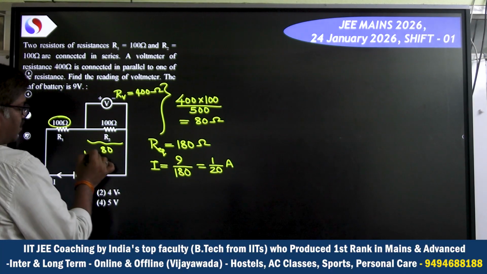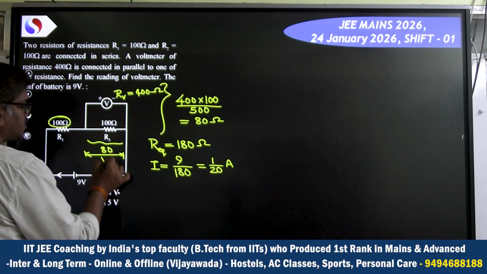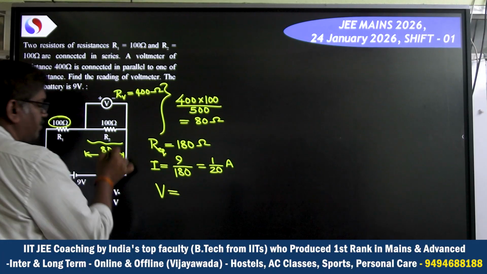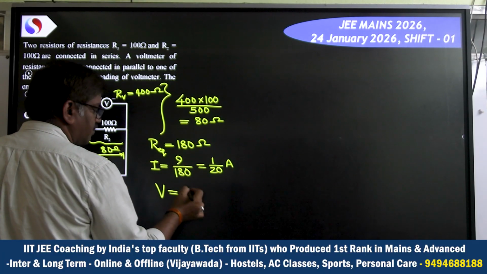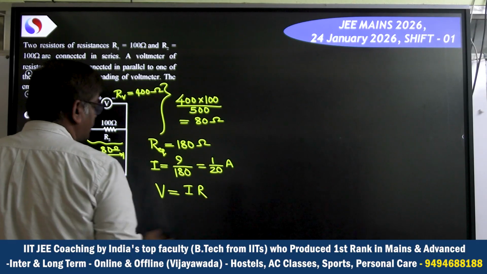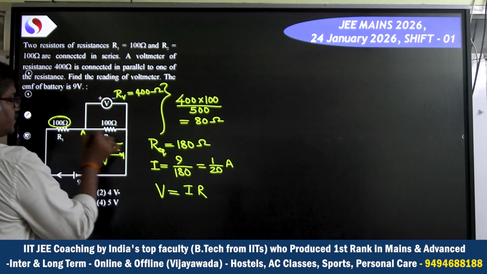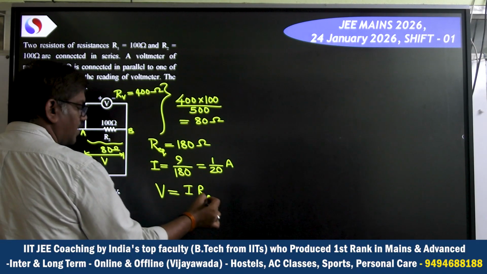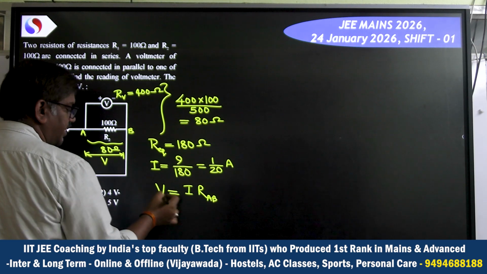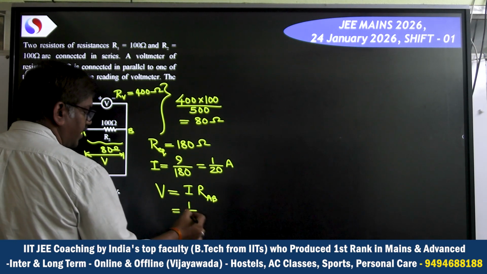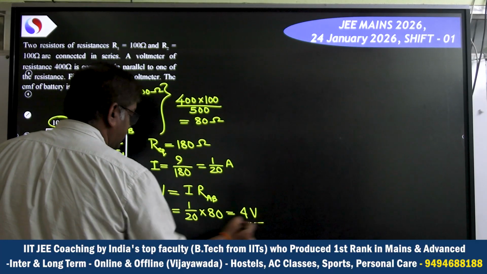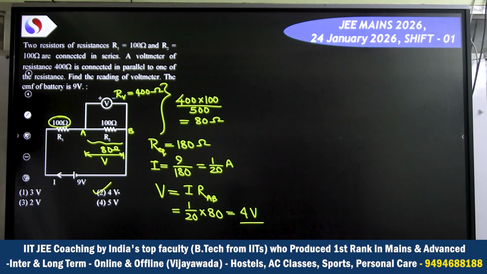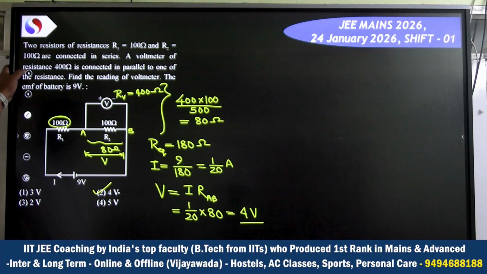We are interested to find out the potential across this voltmeter. So just to find out the potential across the voltmeter, we can say this is 80 into I, that is I into R of this AB. Alright, this is the reading of the voltmeter. So that is 1 by 20 into 80 gives you 4 volt. 4 volt is your right answer. Go with option 2. Alright. Okay, let's move to the next one.